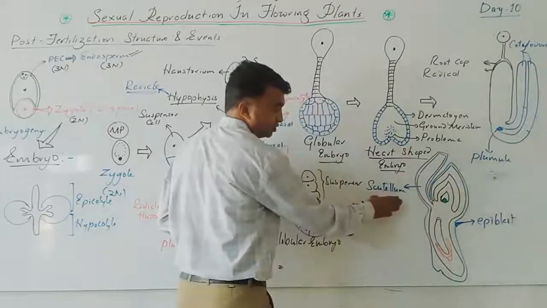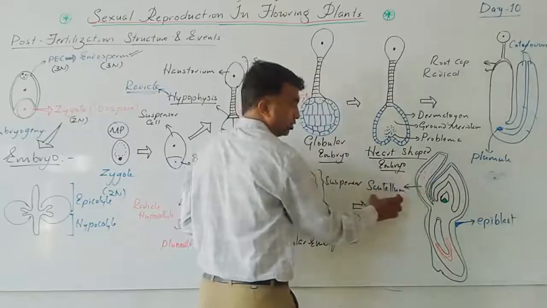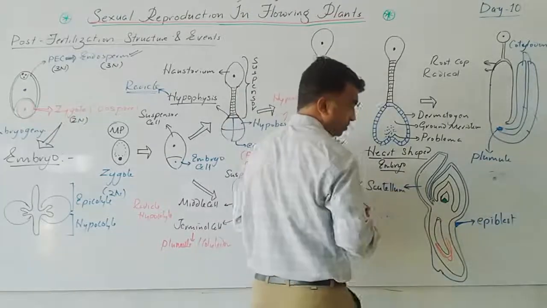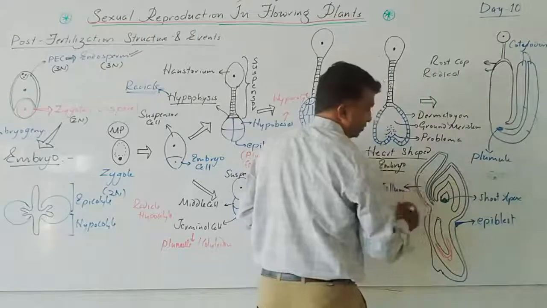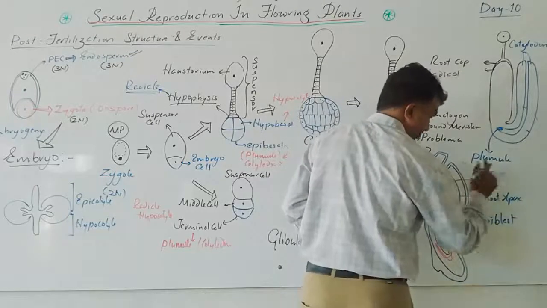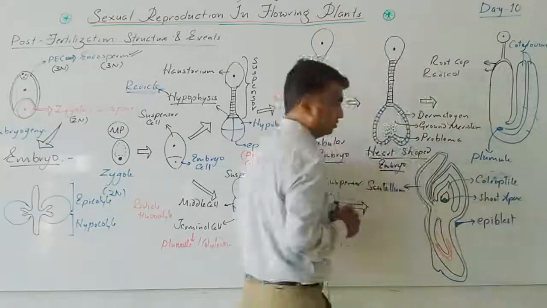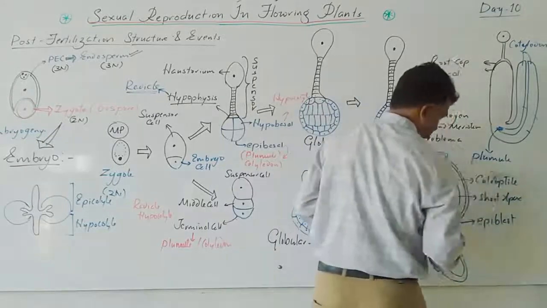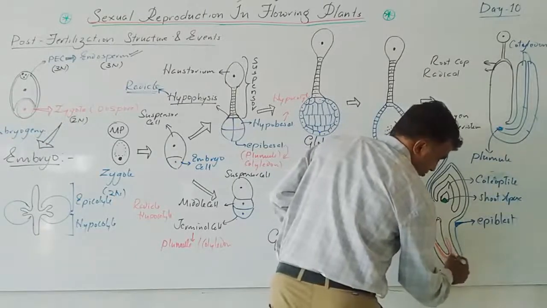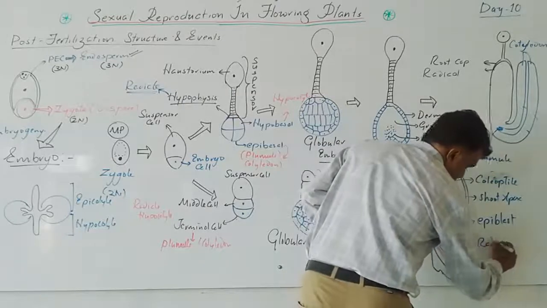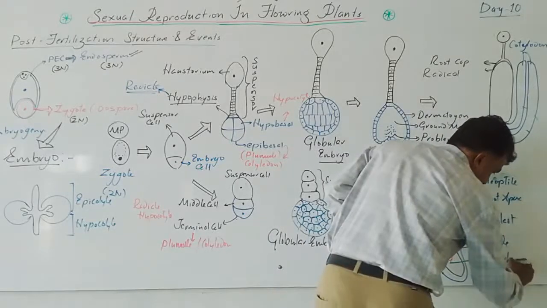Due to the development of this cotyledon, the embryonal axis is pushed towards one side. This is the embryonal axis. The actual cotyledon is called the scutellum, and this is the plumule, the shoot apex, which is covered by a special tissue called the coleoptile. Now this is the radicle, and it is also covered by a special tissue called the coleorhiza.